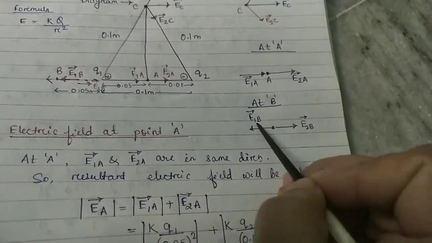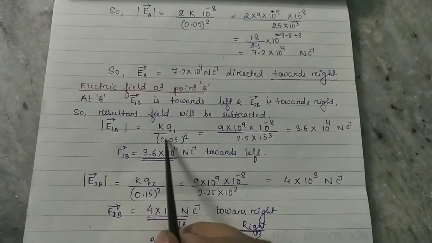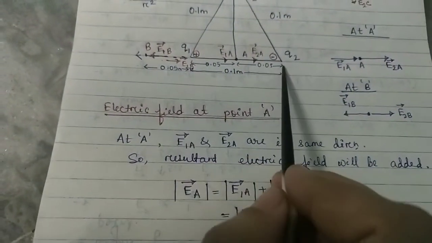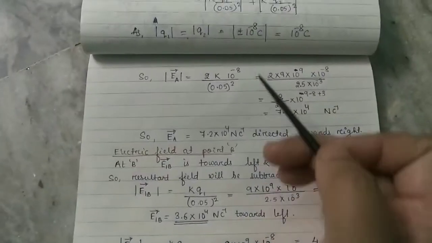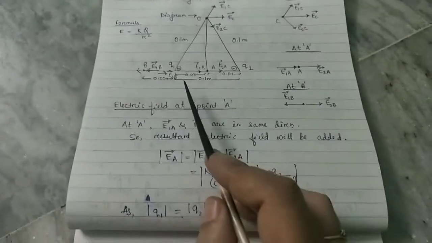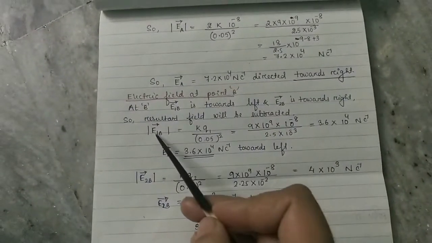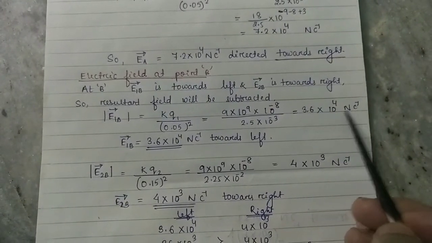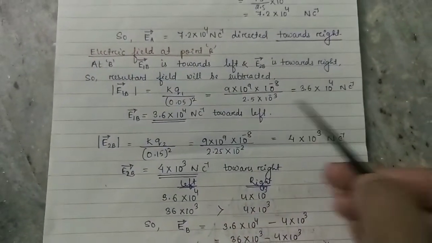So we will first calculate E1b and E2b separately. E1b will be equal to the same formula, K Q1 by the distance squared. I have already told you the distance, 0.05, and for Q2 it is 0.15 meter. Okay. So you see here E1b equals K Q1 by this. After solving we will get 3.6 into 10 to the 4 Newton per coulomb. Please do the calculation properly. Okay, I am leaving this for you.